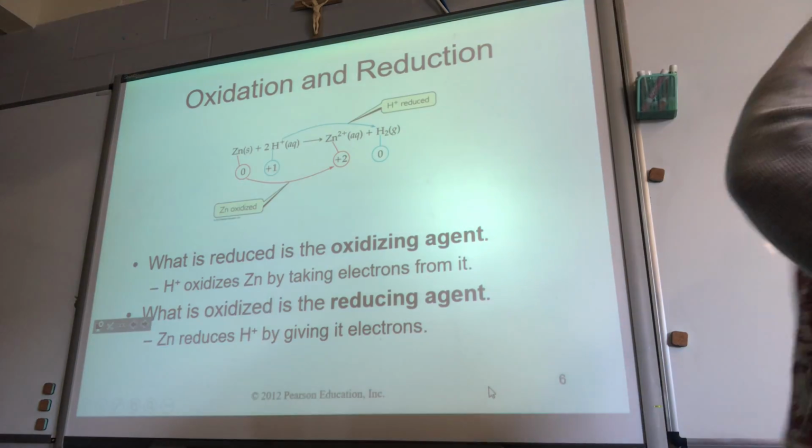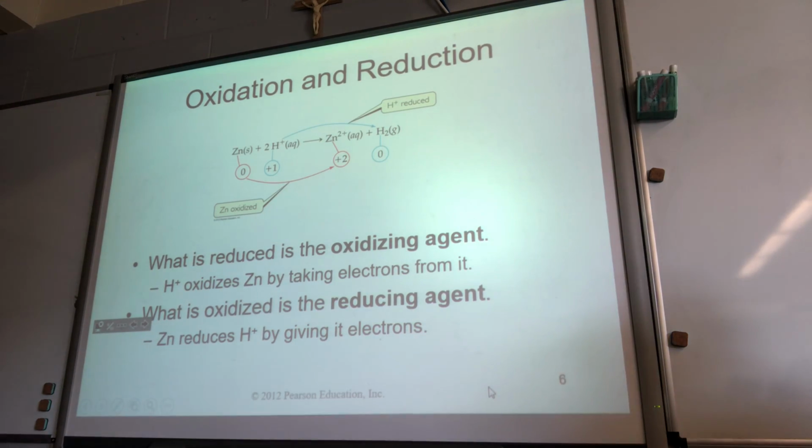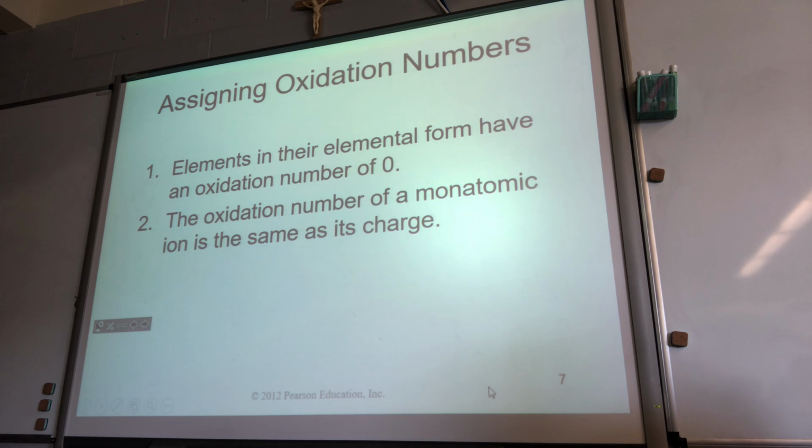All right, so let's go through the rules for assigning oxidation numbers. First thing is going to be elements that are in their elemental form, so that solid form, have an oxidation state of 0. If it's by itself, not attached to anything, has no charge, then it has an oxidation number of 0.